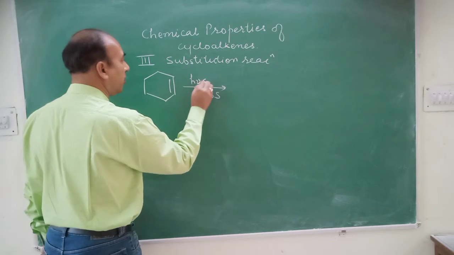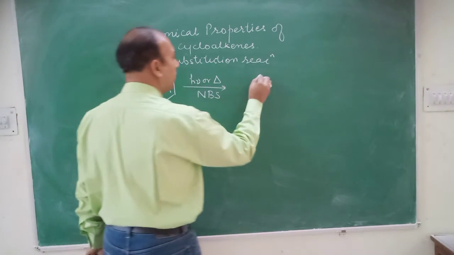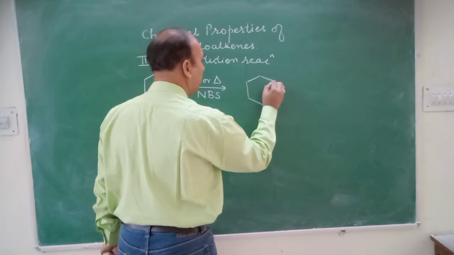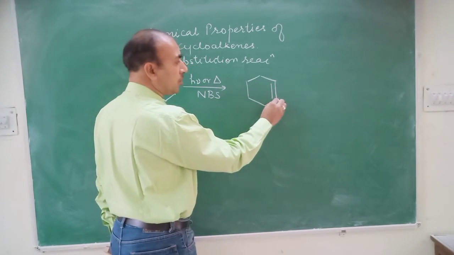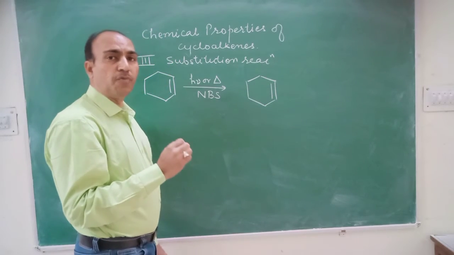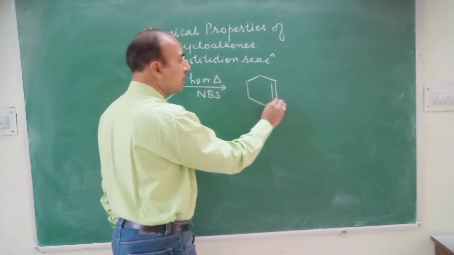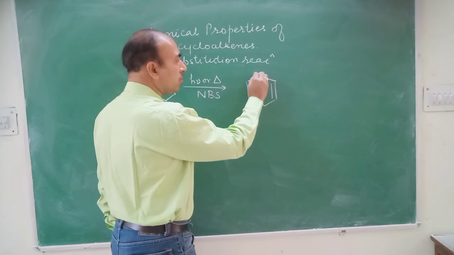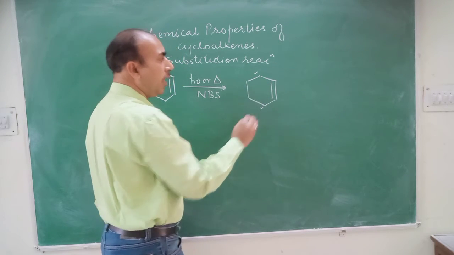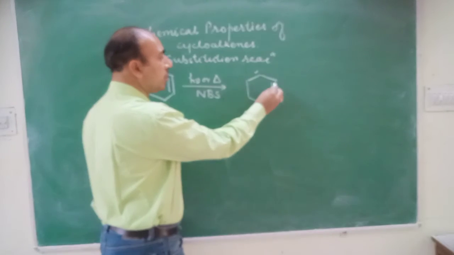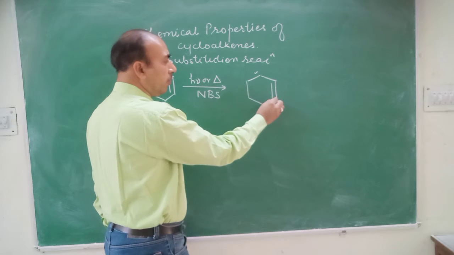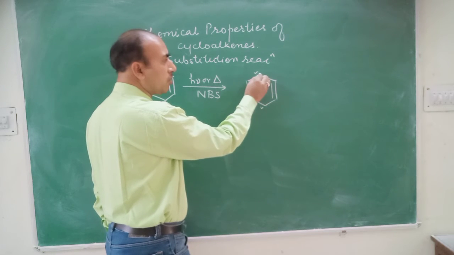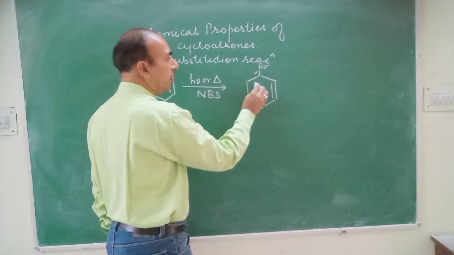In presence of light or heat, see, the double bonded carbon positions are called vinylic carbons. These are the vinylic positions, and the adjacent positions, this position as well as this position, are called allylic positions. The carbon adjacent to the sp2 hybridized carbon is called the allylic position. This is allylic, this is allylic. So we will get a substitution at either of these positions.